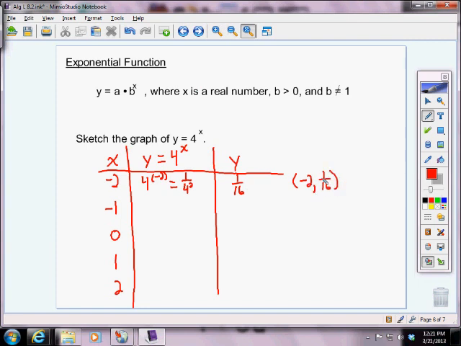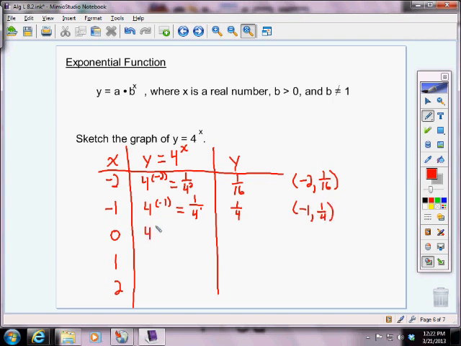Now, I know we're going to want to type these into our calculators, and it'll be okay because we're just going to have to pretty much approximate on the graph. Just understand that that's a pretty small number. It's pretty close to 0. If I put a negative 1 in, I get 4 to the negative 1, which is like saying 1 over 4 to the first, or just 1/4. Negative 1, 1/4. So still pretty small, but bigger than 1/16.